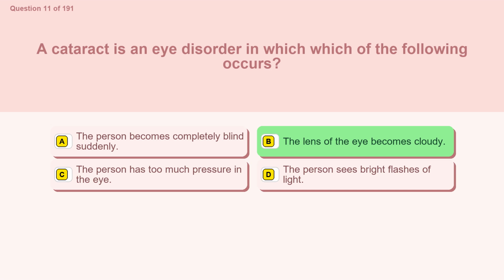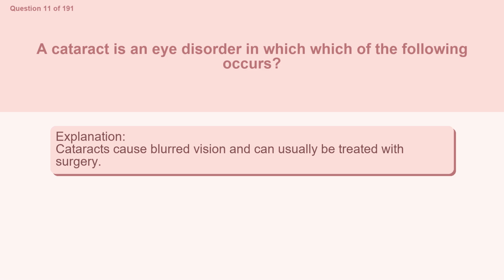The correct answer is option B. The lens of the eye becomes cloudy. Cataracts cause blurred vision and can usually be treated with surgery.